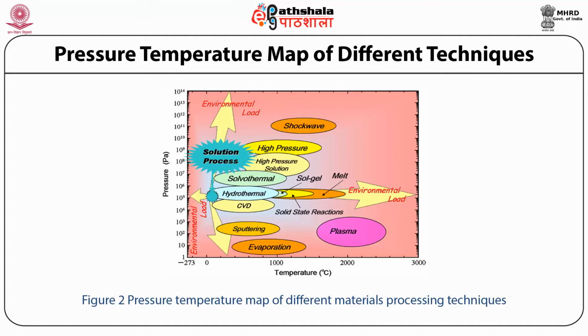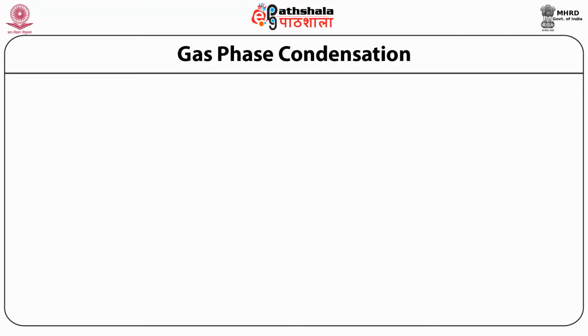Similarly, as we move towards other processes, liquid phase methods such as CVD, hydrothermal and solvothermal methods, the pressure keeps on increasing. The sol-gel method takes place at high temperatures of around 1000 degrees centigrade and high pressures of 10 raised to the power 5 Pascal. In this module, we will learn about the basic principle and applications of the gas phase condensation technique and vacuum deposition methods. Let us discuss next the gas phase condensation.